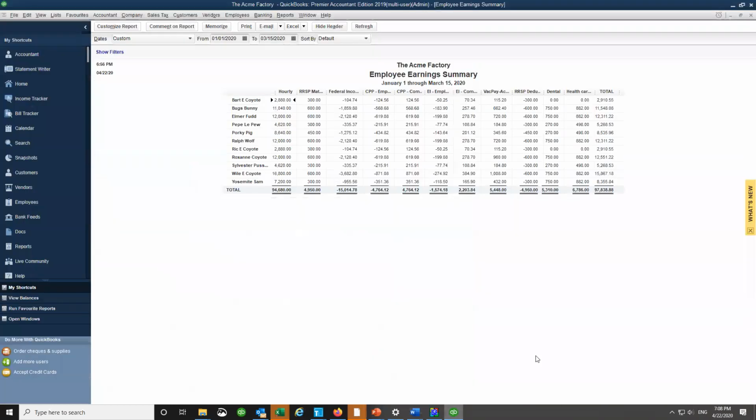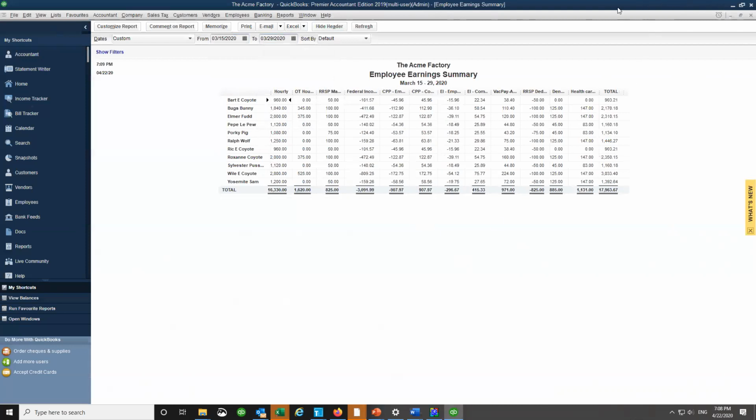Now, what we need to do is run the same report for each pay period. We went to the 15th of March, so we need to go from the 15th of March to the next 2-week pay period, which would be to the 29th, and we're going to refresh it. Okay, based off of that 2-week pay period, being refreshed, we have this.